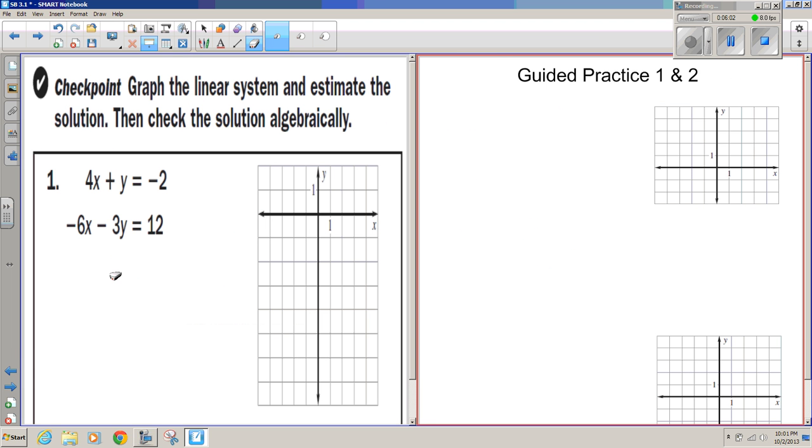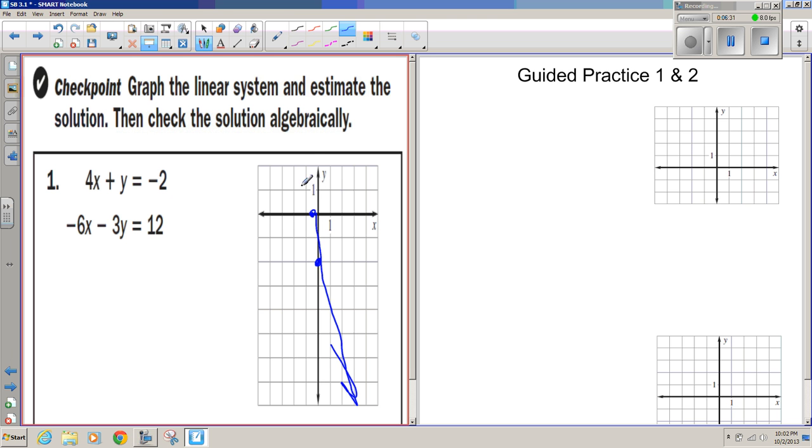All right, so here's another one. Let's graph this. We should be all on board with graphing. So right here, the y-intercept is -2. The x-intercept is -1/2. And now I draw my perfectly straight line through those points. So here, now we've got these points to graph.